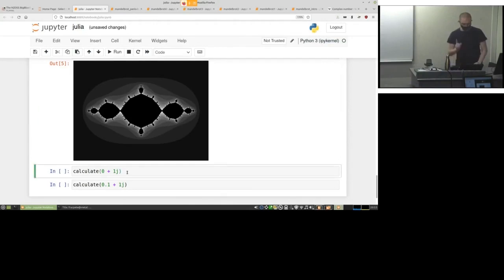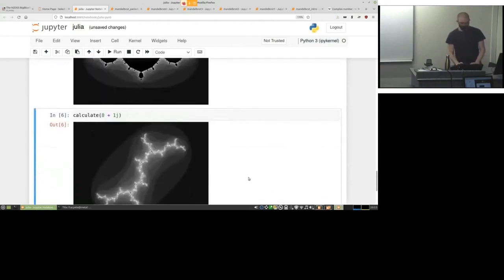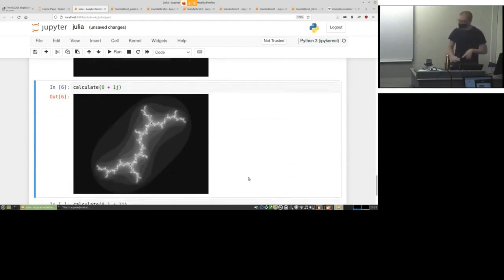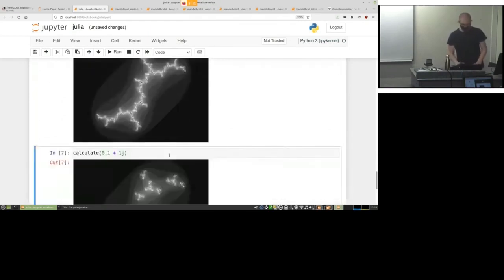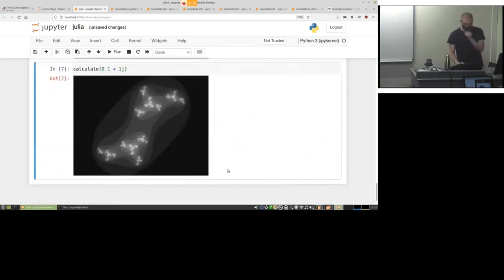And if you're going from the origin up, then this is actually one that sits directly on the boundary at 0 plus i. And then you get this one-point dendrite thing there. And then the last one, that's outside, and you get your point dust where nothing is really connected anymore.